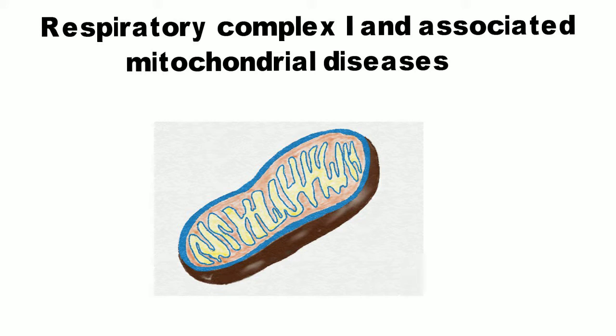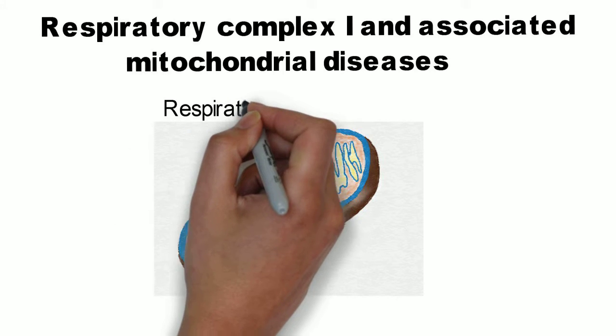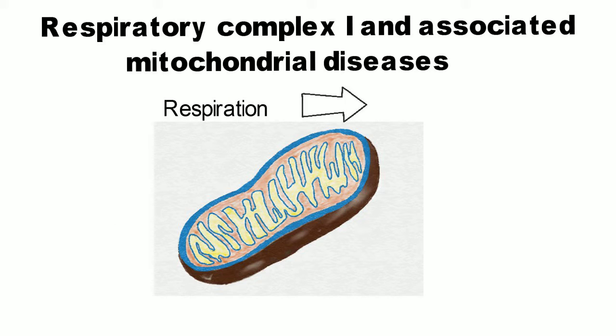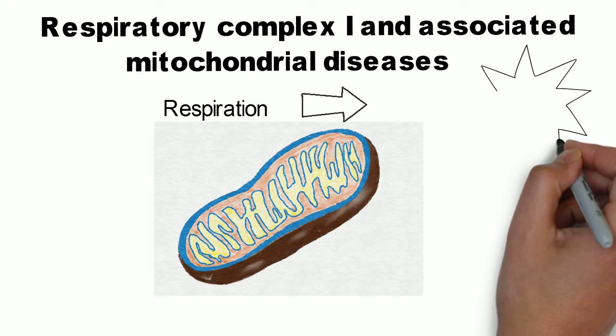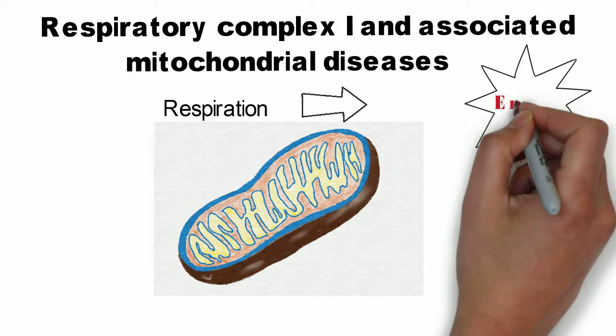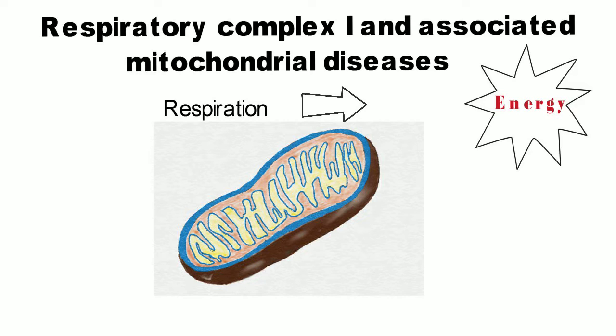Welcome to my channel. Today's video is on respiratory complex 1 and associated mitochondrial diseases. Mitochondria is the powerhouse of the cell where most of the respiration occurs to generate ATP as a form of energy. ATP stands for adenosine triphosphate, which is then used to carry out different metabolic activities in the cell.